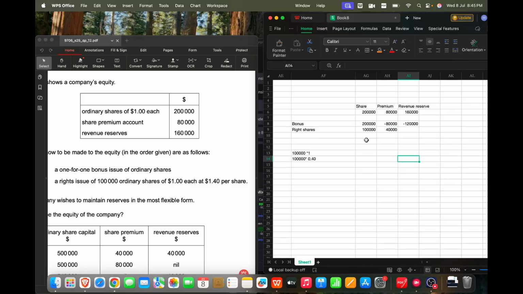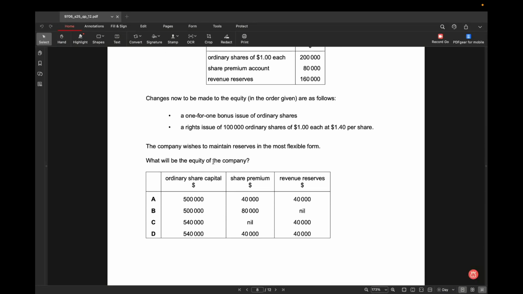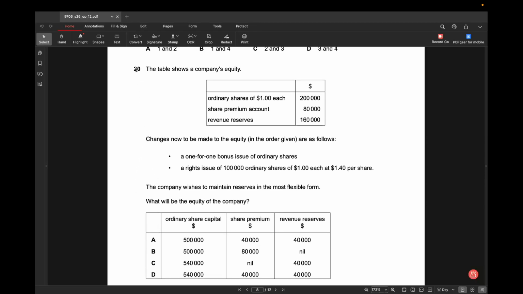So let's calculate the closing balance that we have in each of these accounts. In shares we have 500,000, premium 40,000, and then revenue reserve 40,000. Question was asking you, what will be the equity in the company? So the correct equity is ordinary share 500,000, share premium 40,000, and revenue reserve 40,000. Correct answer is A for question 20.